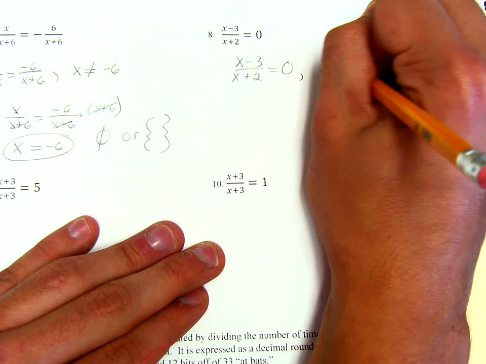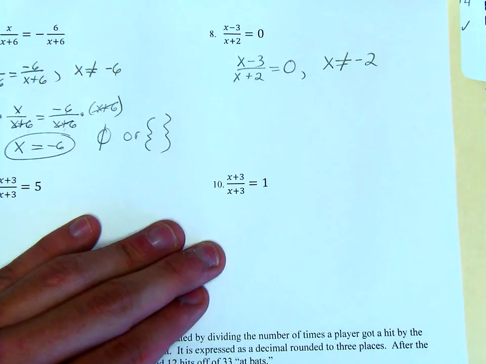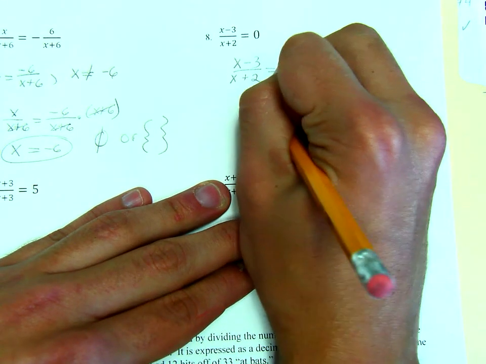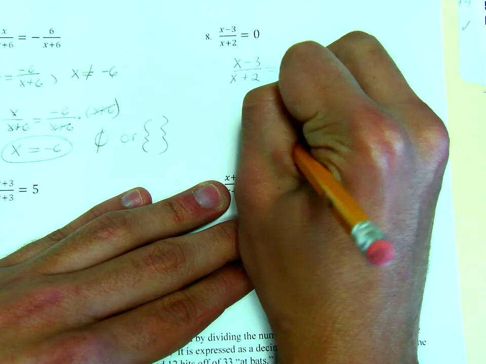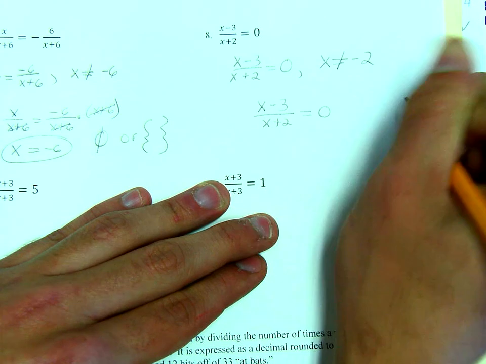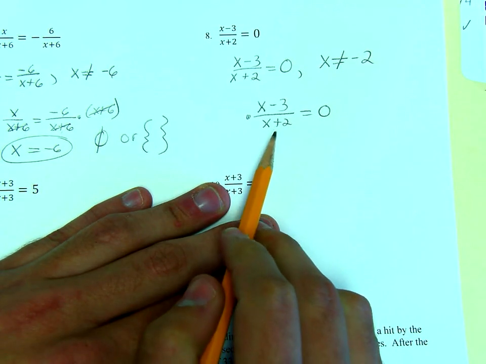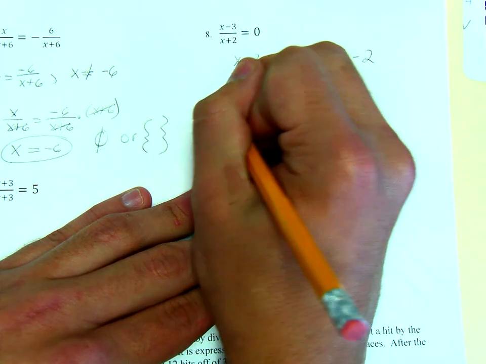Okay? And then underneath, I'm just going to go through and solve it. So I have x minus 3 divided by x plus 2 is equal to 0. So on both sides, I'm going to multiply by this common denominator. The common denominator is x plus 2. So multiply by x plus 2, multiply by x plus 2.